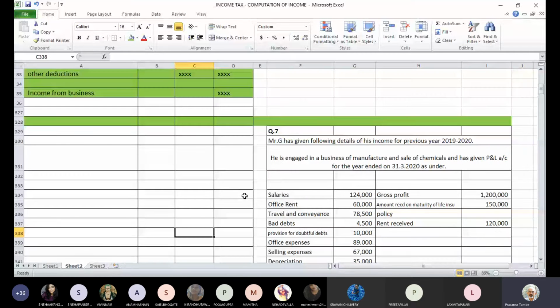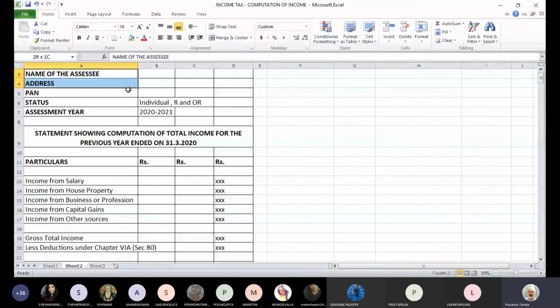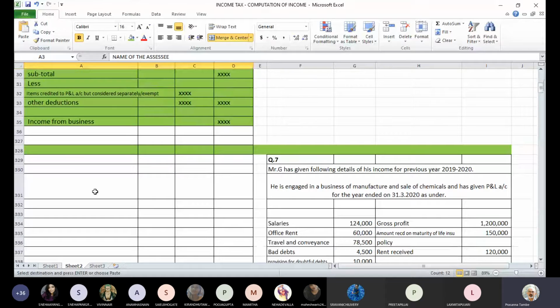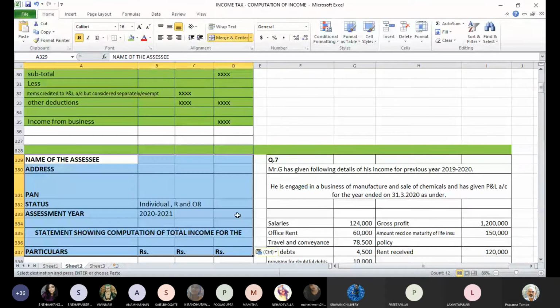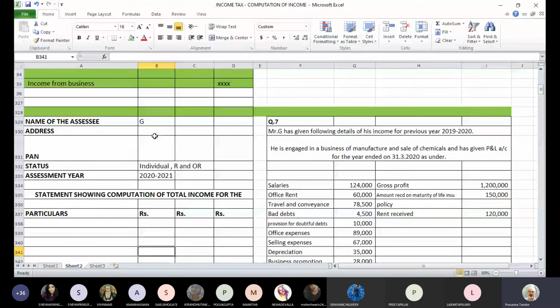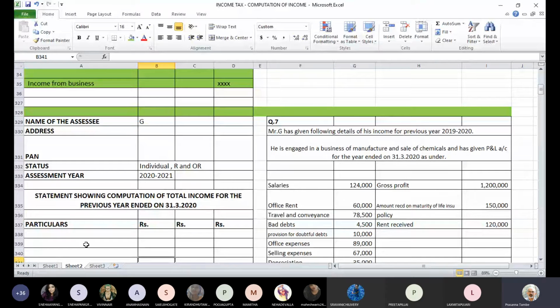The usual format we will follow, and then we will start. This is going to be your standard header even in this case. Name of the assessee, Mr. G. Rest of the details as usual. So write down the header, and once you write the header, we'll start with the income computation.